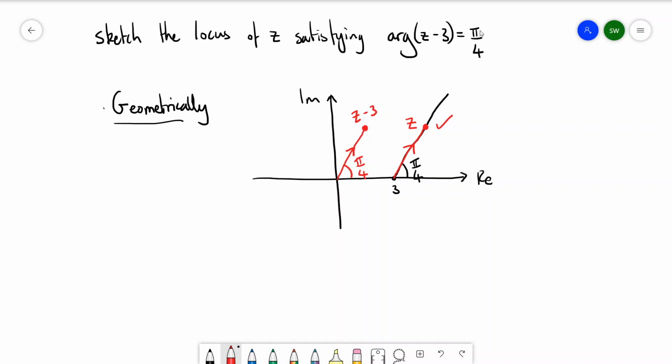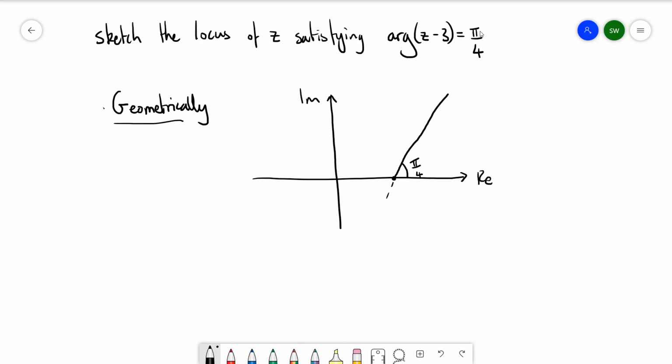You don't need to worry too much about why we really should move that red vector to the origin. You can kind of think about it as the argument of a vector is the angle that it makes with the positive real direction, like that. So that black line's our locus of points then.